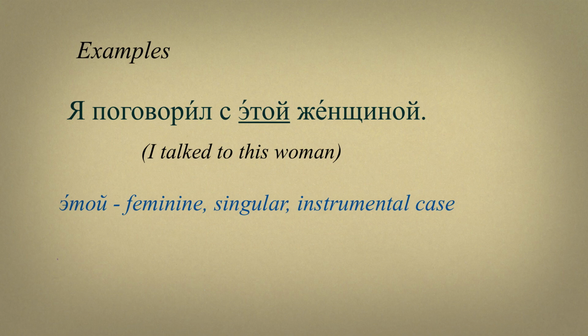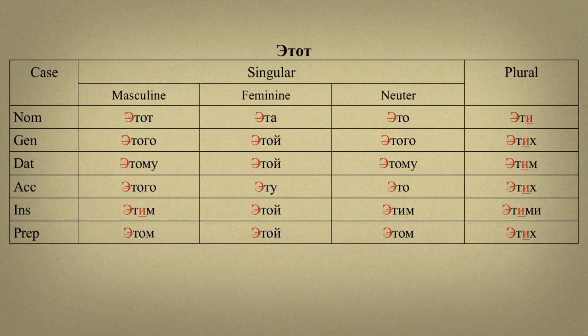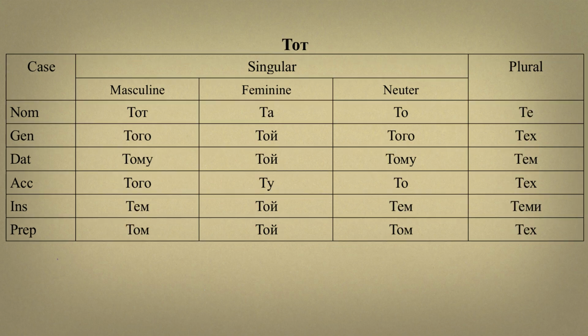Let's watch next table. It presents declensions of the pronoun тот. Just remove the letter «э» of the pronoun этот, and you have the same table, except masculine gender in instrumental case and plural form. Replace the letter «и» with «е».